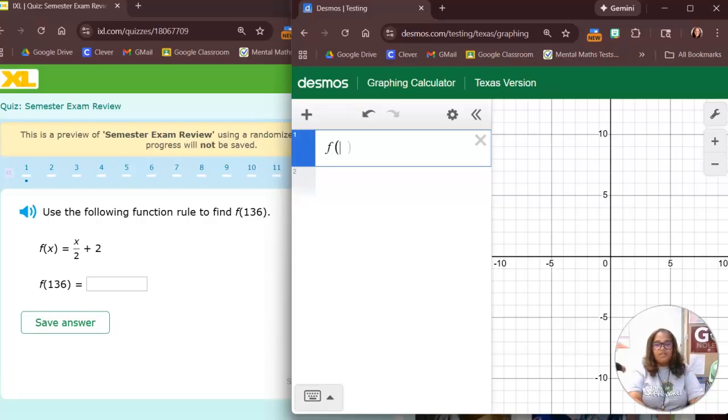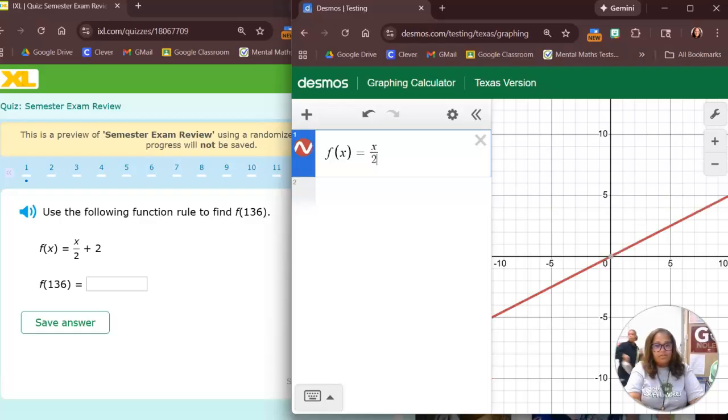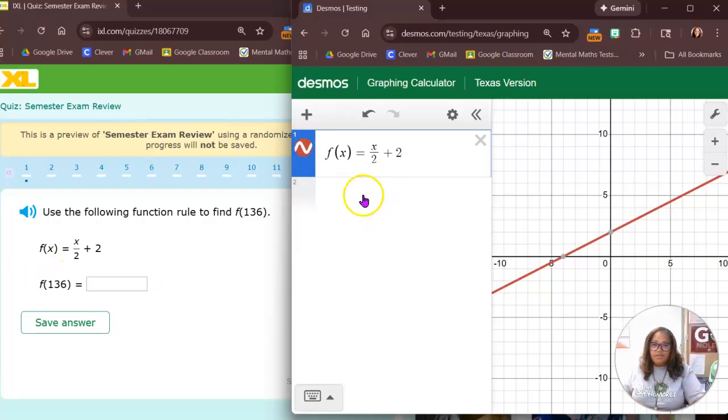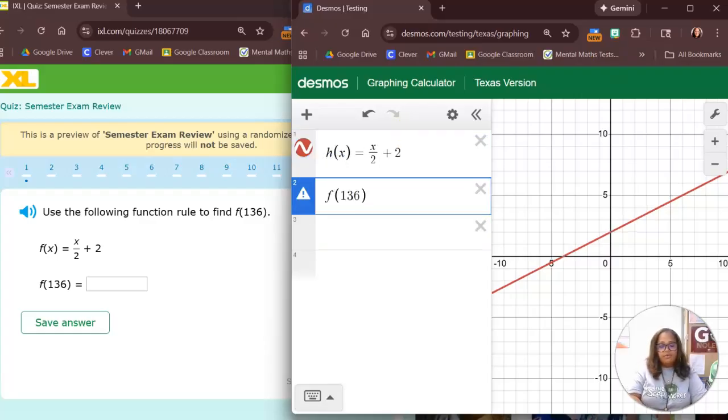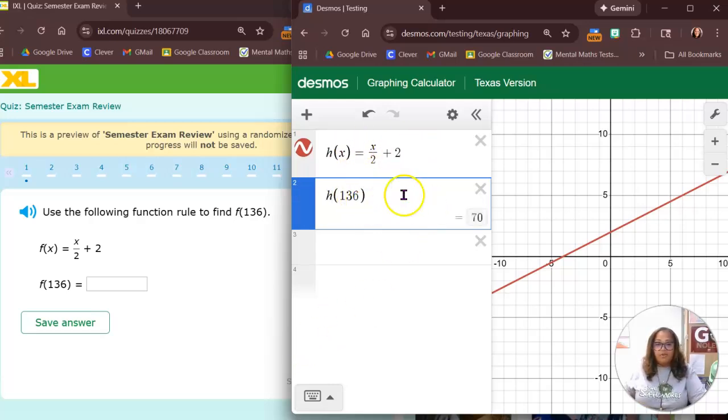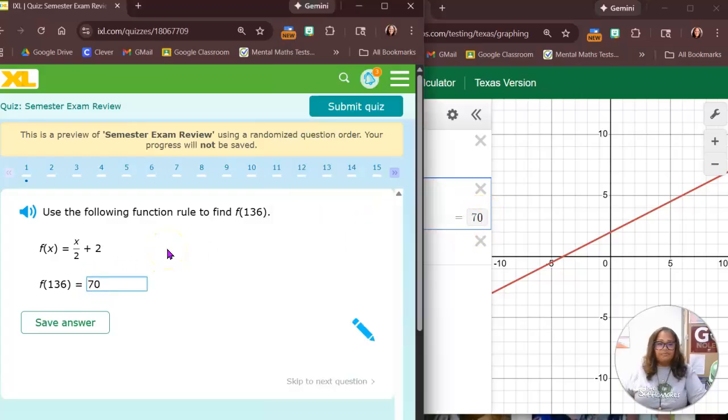For the first question that I'm looking at, f of x equals x divided by 2 plus 2. First you must define the function by typing it in, and then you type in what value they want you to solve for. Now they could use any letter. They can use F, G, H. It doesn't matter. Once you type in the function and then type in the value that they want, they'll give you the answer, which is 70.